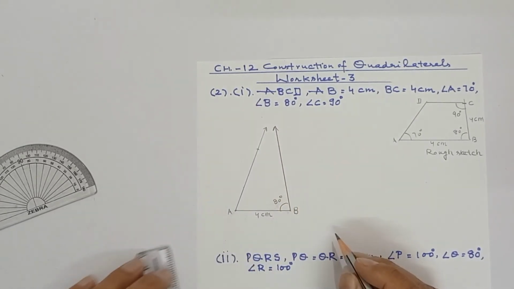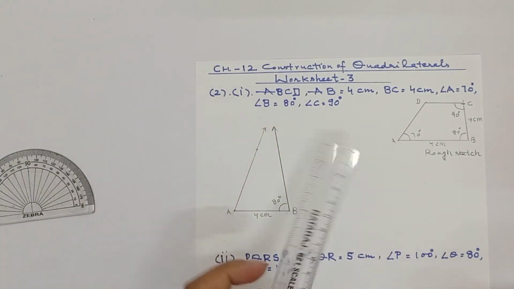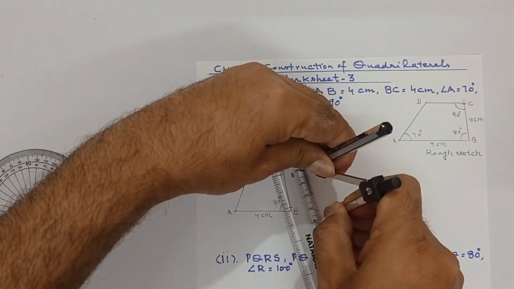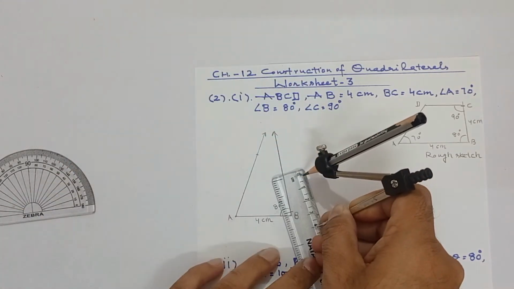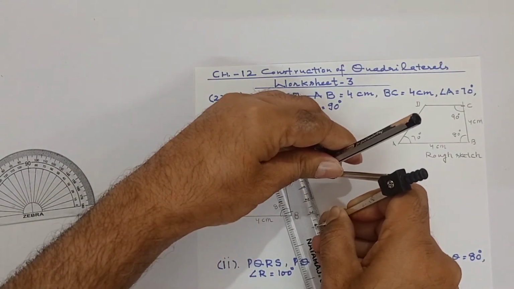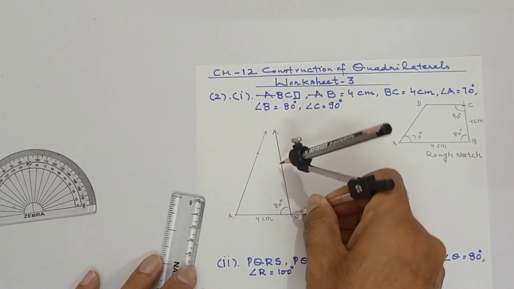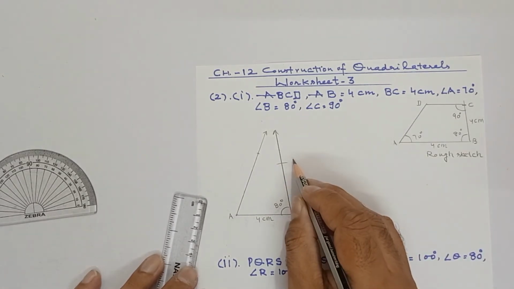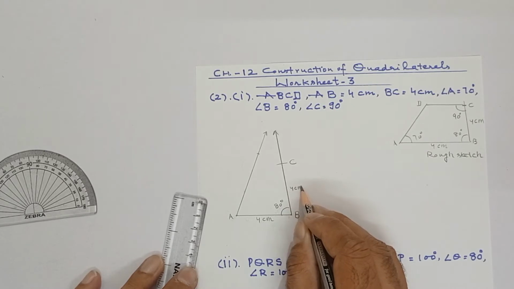Now BC is 4 centimeter. So I am opening the compass equal to 4 centimeter. This way it is opened 4 centimeter. Keep the compass tip on point B and draw an arc. Name here C, and this is 4 centimeter.